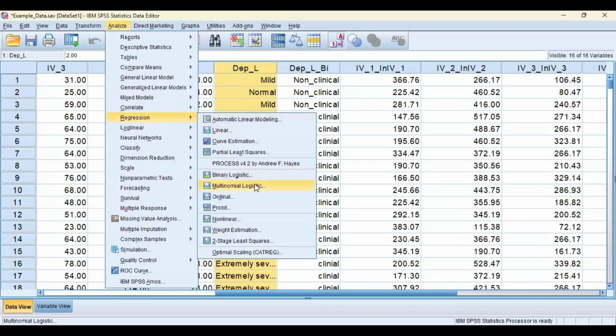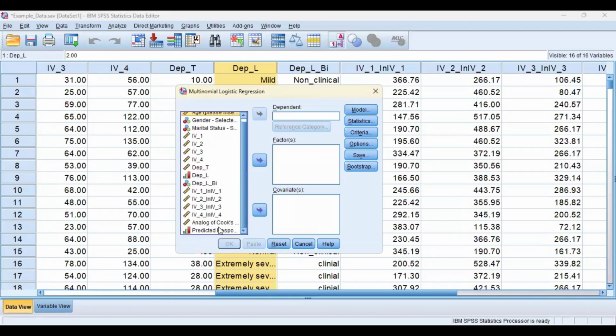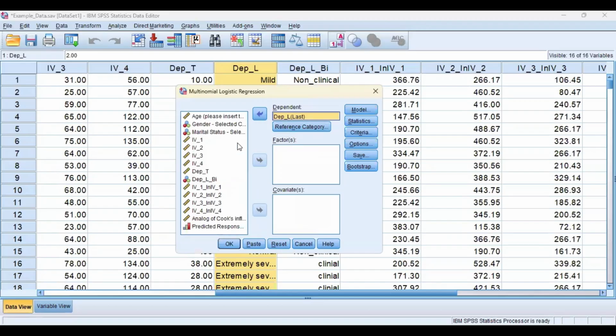Again, you go to regression, you go to multinomial logistic regression. Let me reset that. So you send the version of your DV that actually has multiple levels, sorry, it was the DV actually. And you put all of your IVs to covariates because they are continuous variables. If they were categorical, you would put them in factors. And the first thing that you may want to change is this part. Let me explain what it means first.